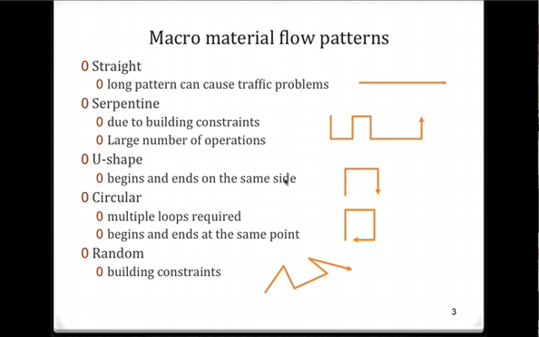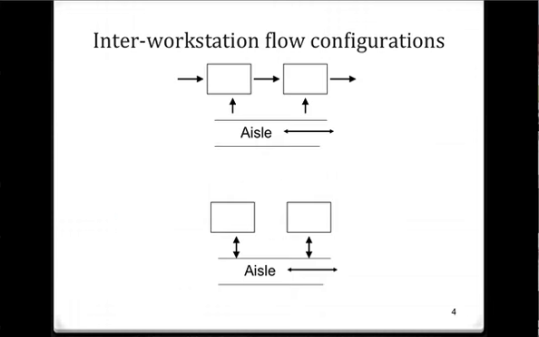U-shape is also quite common because we can begin and end on the same side, and this helps with material flow when we come into our system and when we exit the system in the same area. Circular flow tends to be some type of loop structure. We'll see an example of that. We begin at one location and then return to that location and then move to another location such as storage or shipping areas. A random flow is what you're going to see in more of a job shop or flexible manufacturing system, and these tend to appear random except for building constraints. Typically, you don't want this kind of flow because it tends to produce chaos.